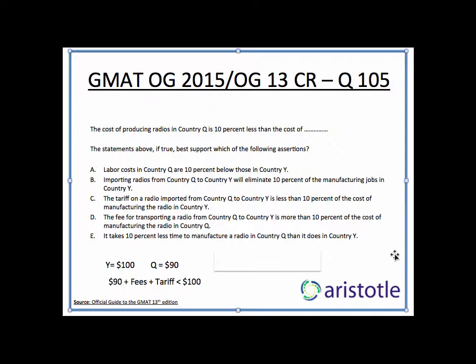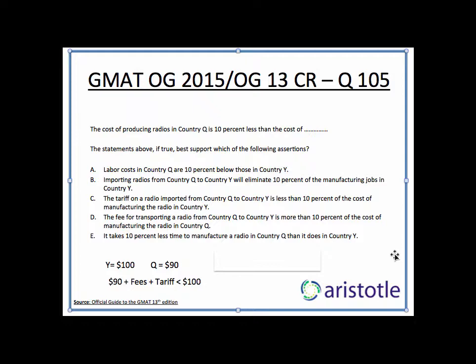C says the tariff on a radio imported from Q to Y is less than 10% of the cost of manufacturing the radio in Y. That is absolutely true. You remember what we said? Fees plus tariff is less than 10% of the cost of manufacturing the radio in Y. We arrived at that through the inequality on your screen. Fees plus tariff is less than $10. $10 is 10% of manufacturing the radio in country Y. So if fees plus tariff together is less than 10%, then tariff by itself, which is what C says, has to be less than 10%. So C is absolutely true. It can easily be inferred from the stimulus. Should be the answer.